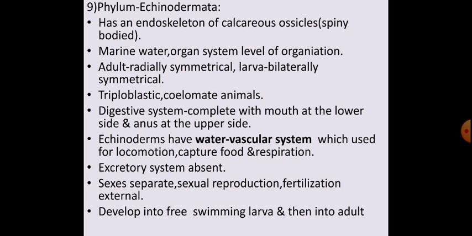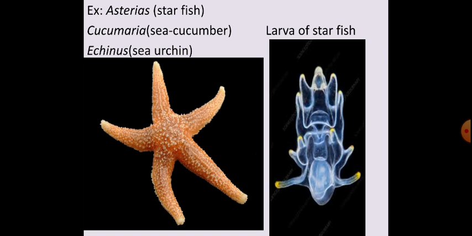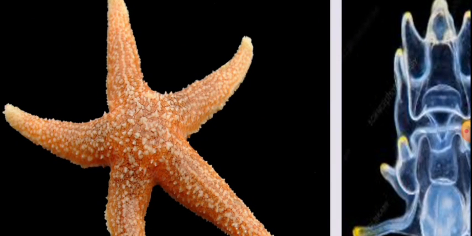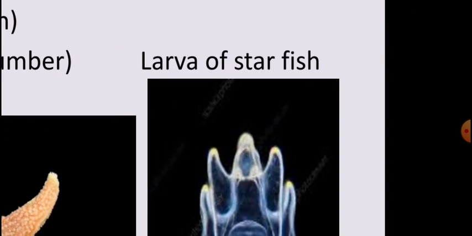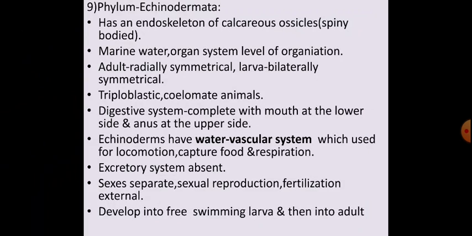So, it has an endoskeleton of calcareous ossicles. The body is made up of an endoskeleton, a tough skeleton made up of calcareous ossicles. They live in marine water, that is in sea water, with organ system level of organization.